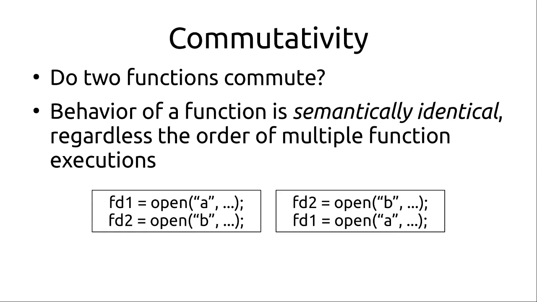But the big question here is, do two functions commute in a mathematical sense, right? That is to say, the behavior of a function is semantically identical regardless of the order of those multiple function executions. Here we see on the left and the right two different orders of the open call to two separate files. Intuitively you might think that opening file A and file B should not be any different whatsoever, right? We're asking for two separate files, so they should open just the same on the left as on the right. But technically, the open call does not commute.